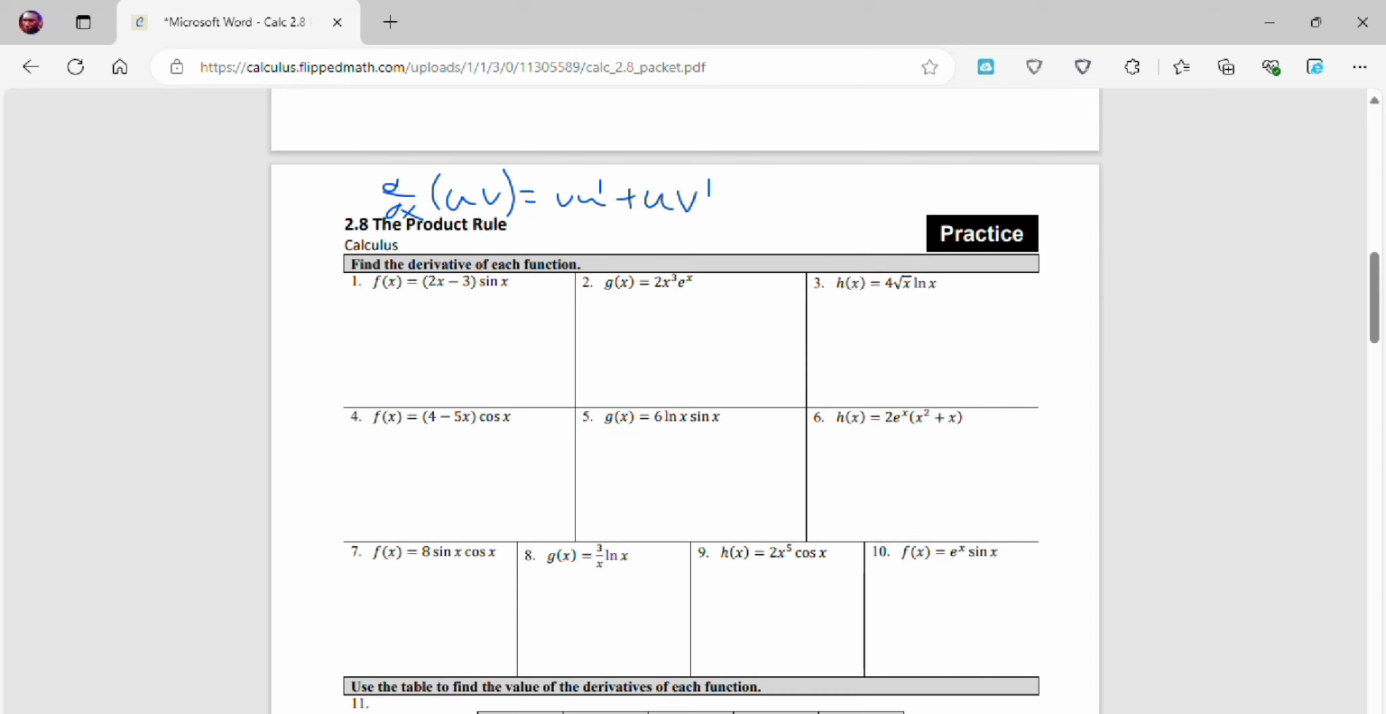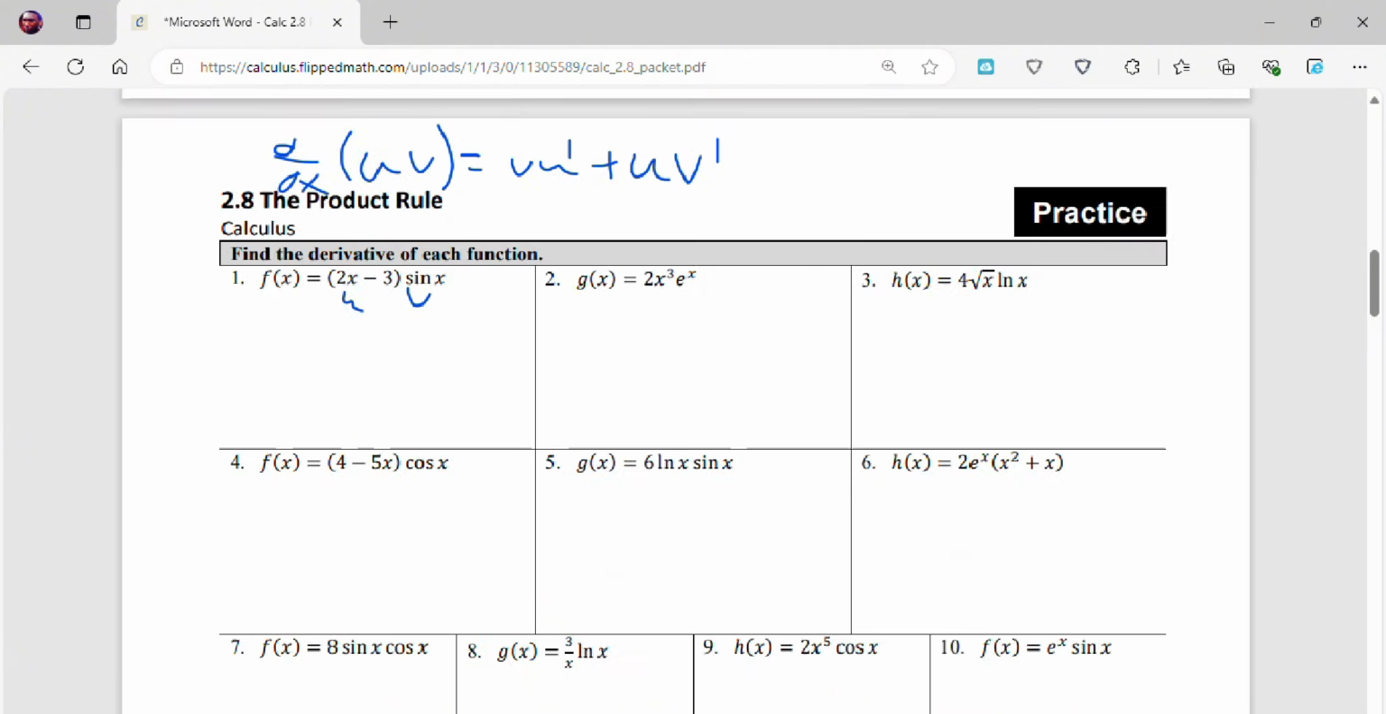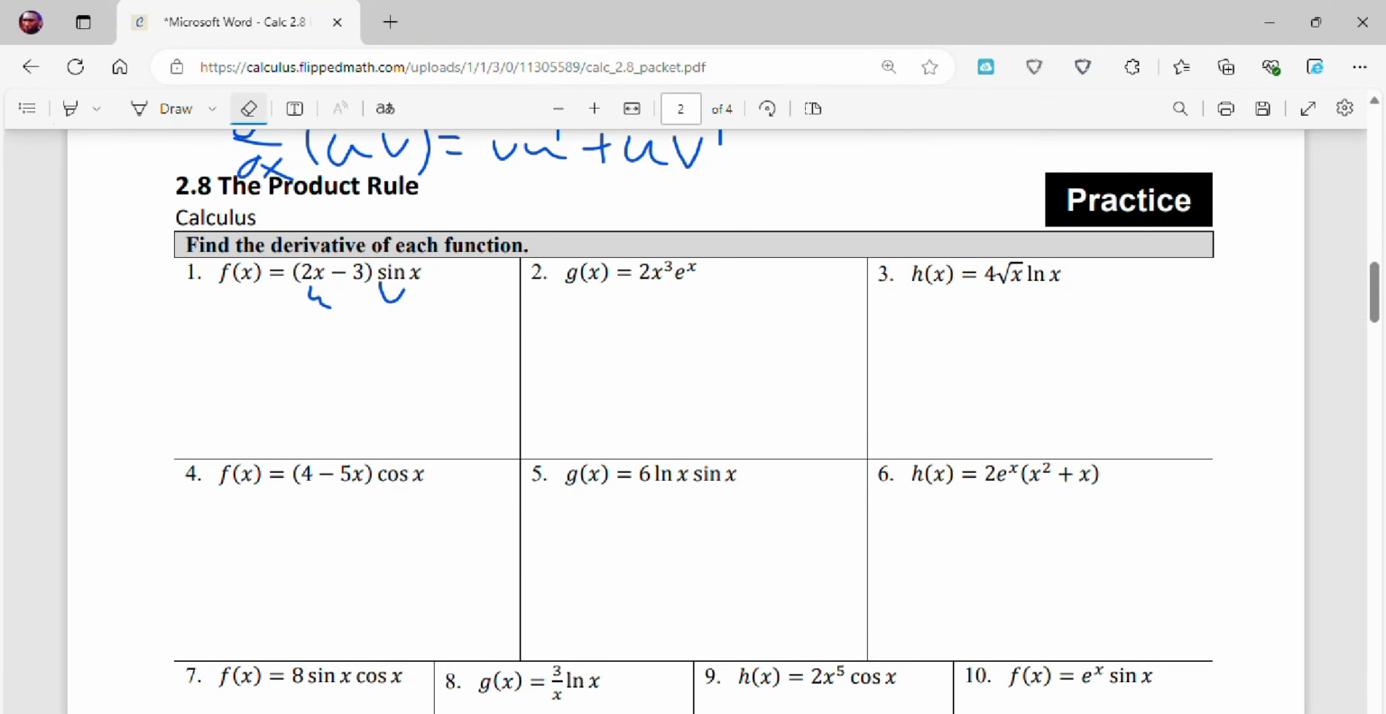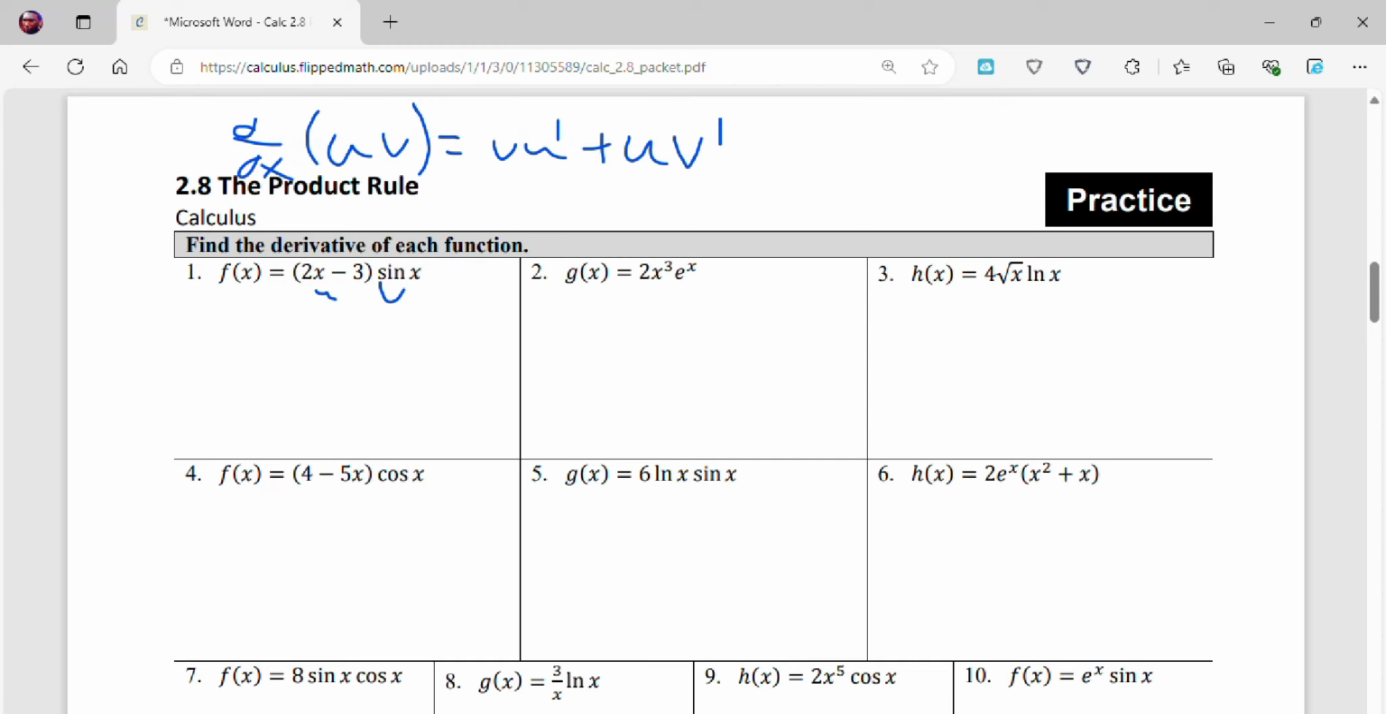Number one, we're going to identify our U's and our V's. Unfortunately, I'm not very good at making them different. It's kind of tricky. But yeah, so we're going to take sine x as our V and 2x minus 3 as our U. So our f prime is going to be V times U prime. Derivative of 2x minus 3 is just going to be 2.